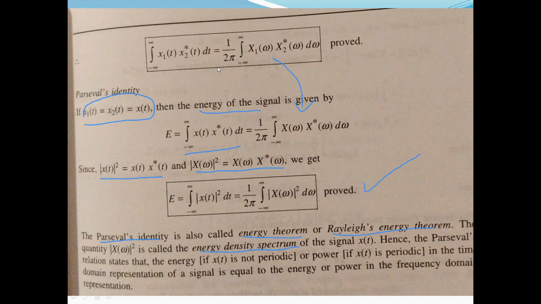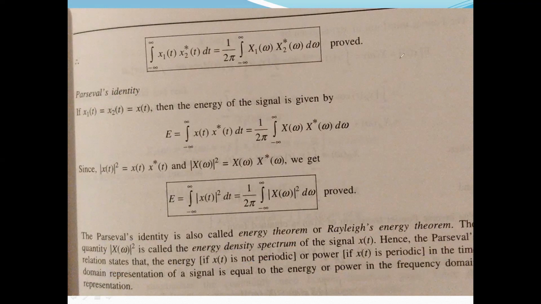So Parseval's relation states that the energy or the power in the time domain representation is equal to the energy or power in the frequency domain representation. Energy means the signal is not periodic, power means it is periodic. So that is the proof of Parseval's identity: energy in the time domain is equal to the energy in the frequency domain.